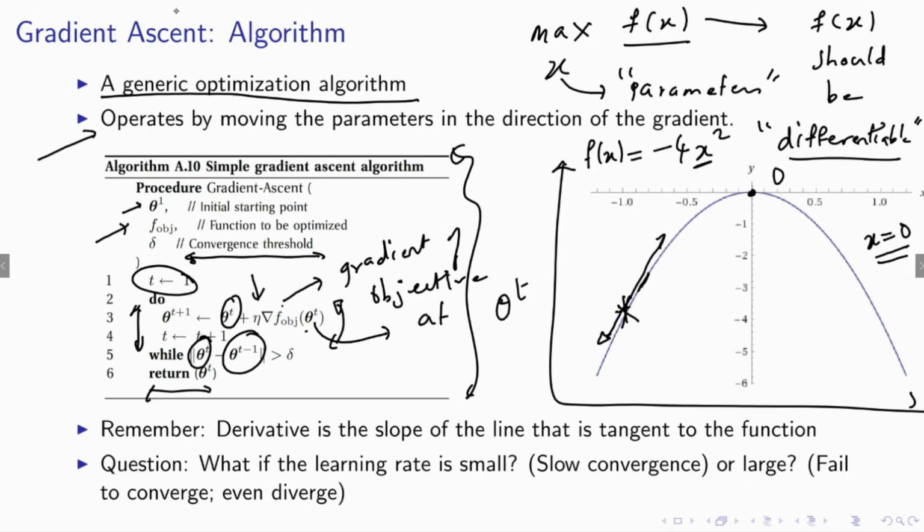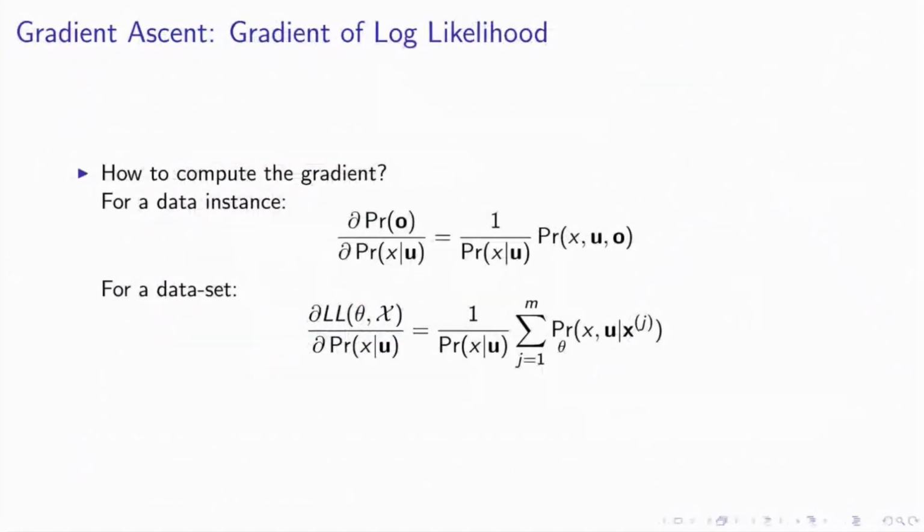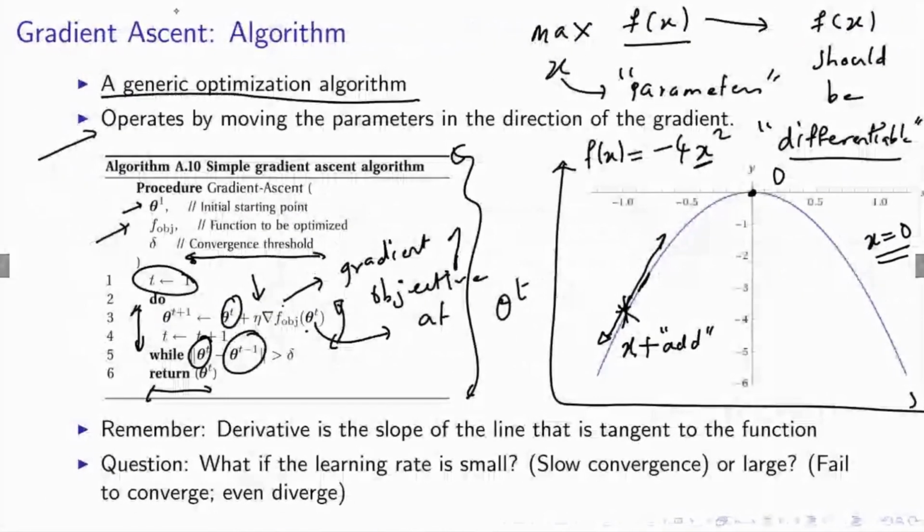So what is the slope of this line? The slope of this line is going to be positive. Since the slope is positive, I'm going to take my x and add to it some number, and that number is eta times the gradient of the objective. Since the gradient is positive, I will move in this direction, which is towards the optimum.